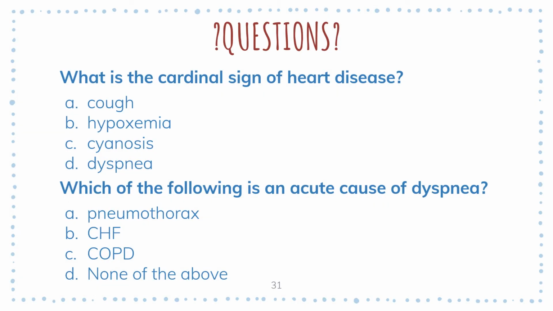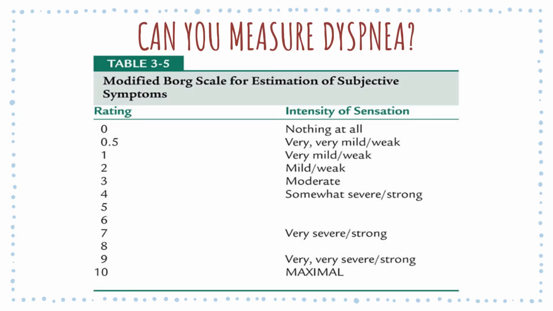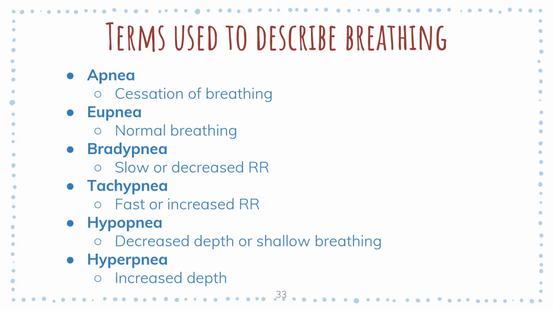Back to some review questions again. What is the cardinal sign of heart disease? Dyspnea. And which of the following is an acute cause of dyspnea? I'm hoping you're saying pneumothorax. Another screenshot, the modified Borg scale, out of chapter 3 in Wilkins. Make sure you're familiar with these terms.